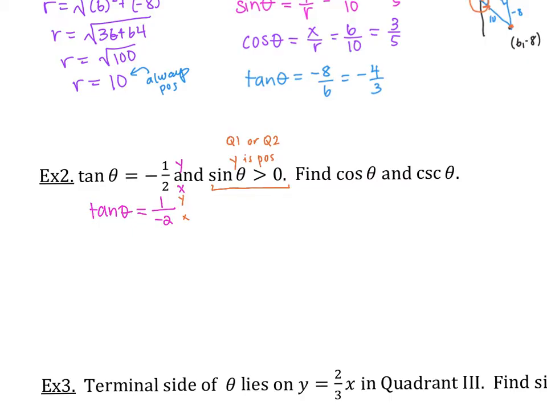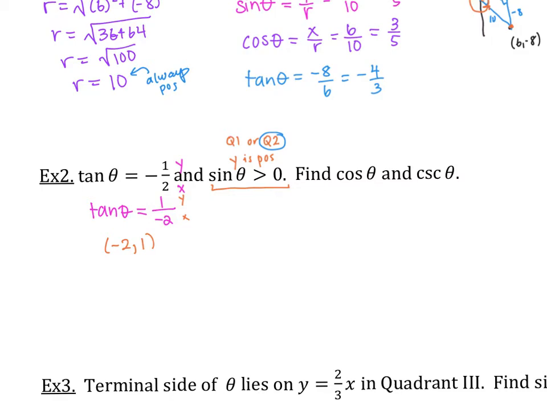So one ordered pair that is consistent with the tangent of theta being negative 1/2 would be the ordered pair negative 2, 1. Okay, now that I look at negative 2, 1, which quadrant is negative 2, 1 in? Negative 2, 1 is in quadrant 2. So now I know that I am in quadrant 2, which will help me later when I'm checking my answers.